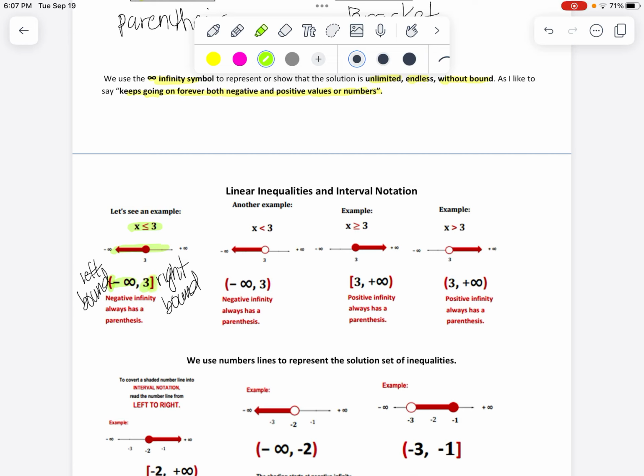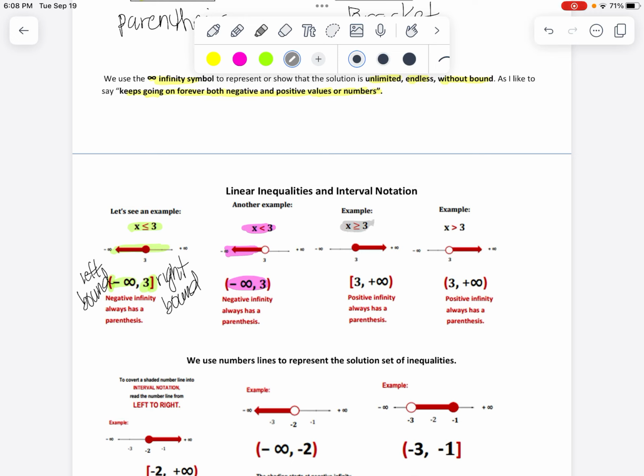Moving on to the next example, x is less than 3. That means all the values have to be less than 3. So if you look at your graph, that's why it's negative infinity to 3. It stops at 3 and it has an open circle because it's not equal to. And then here's the interval notation, negative infinity to 3, and they both have parentheses. Infinity symbols always have parentheses, and that 3 you cannot include. It's less than, parentheses.